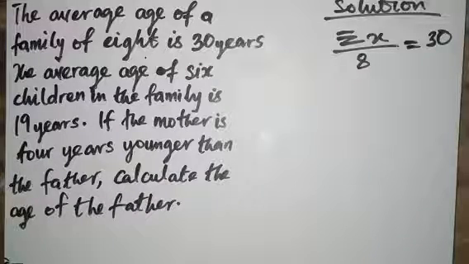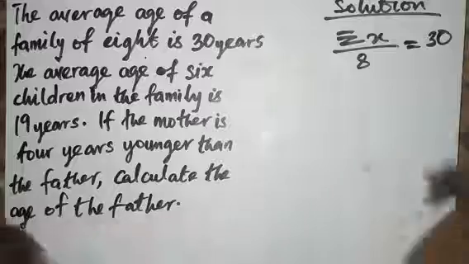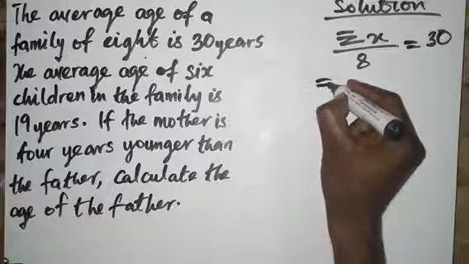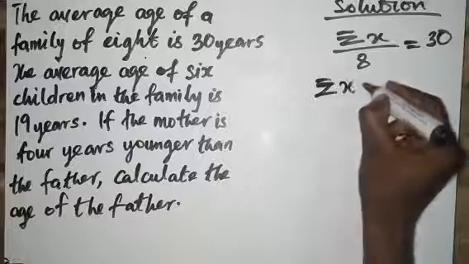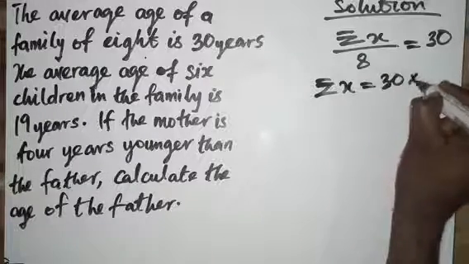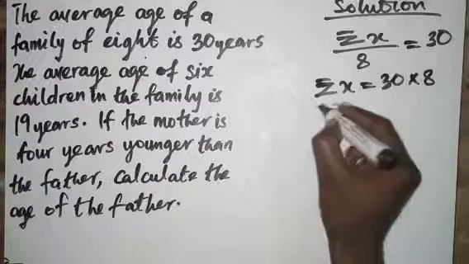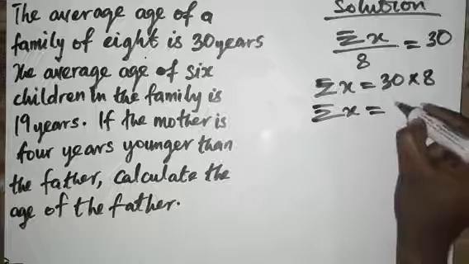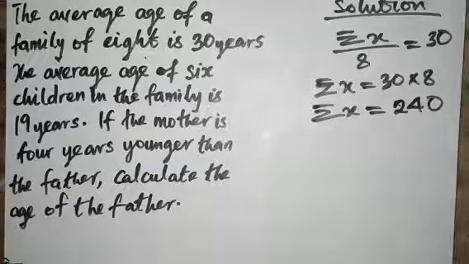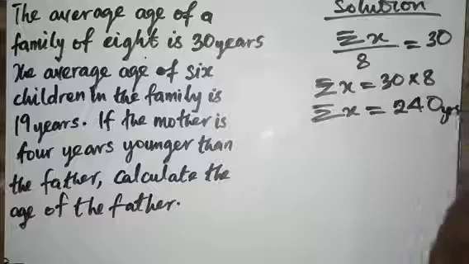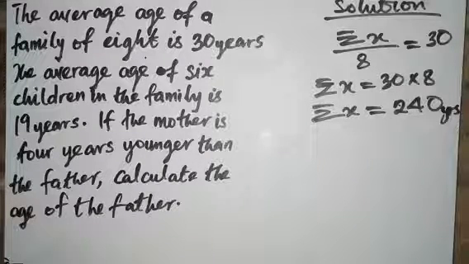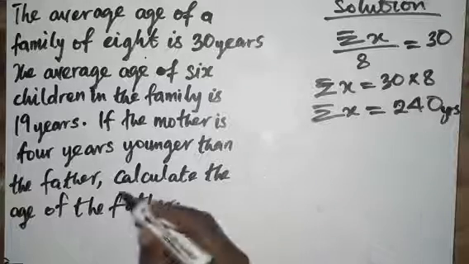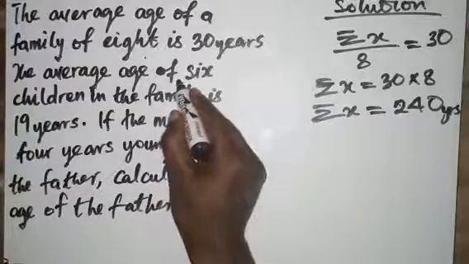So what is the total sum of ages in the family? The sum of ages in the family is equal to 30 times 8, which gives me 240. That is the total sum of ages, so 240 years. When you add all the children, including their parents, you are going to get 240. Now the question goes on further to explain that there are 6 children.